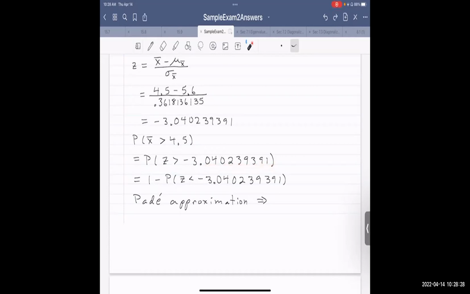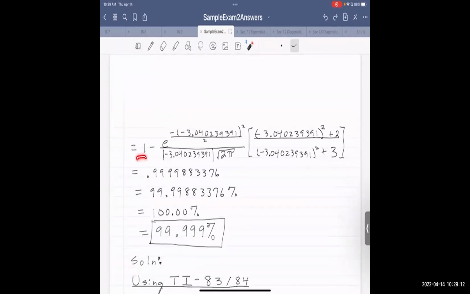That's the same as doing 1 minus the probability that Z is less than that. If I try to use my table, I notice that my table ends right before we get to 3. It doesn't have 3 or above, so I can't actually look at the area in the tables because they're not there. So let me use the Pade approximation.